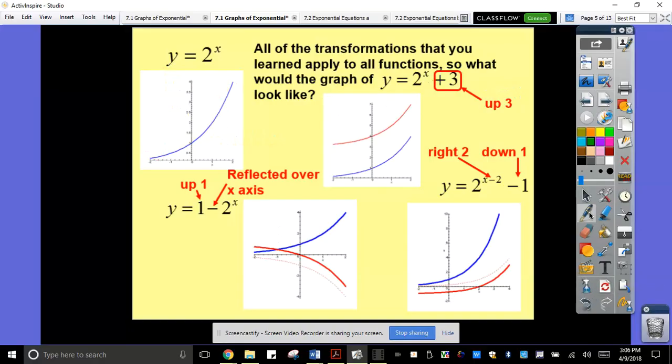If the base has a negative, like negative 2 to the x, this will reflect over the x-axis. And if there's an x minus 2, we think it goes to the negative 2, but it goes to the right by 2. And down 1 means minus 1. In other words, if this was a plus 2 here, this will go left 2. If this is plus 1, it will go up by 1.